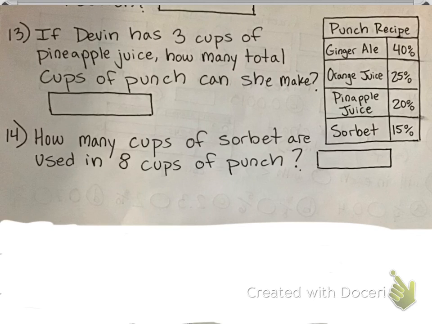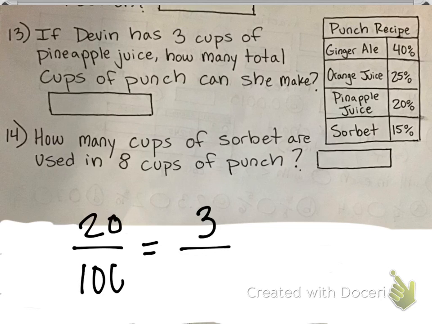If Devin has 3 cups of pineapple juice, how many total cups of punch can she make? Now, I have 3 cups. Is that the part or is that the whole? Raise your hand, Trey. It is not the whole, it is the part. We know that because it says total cups. Total is whole. We don't know what it is. Now, pineapple juice. What's the percent of pineapple juice? 20 over 100. We can't do this very easily at first, 20 to 3, so we have to simplify. What is 20 over 100 simplified, Michelle?